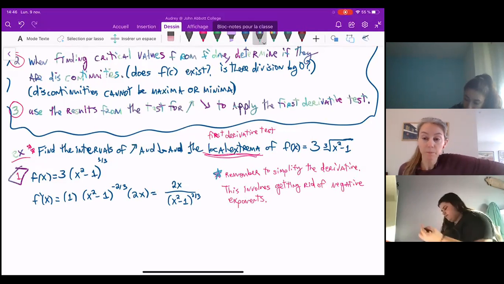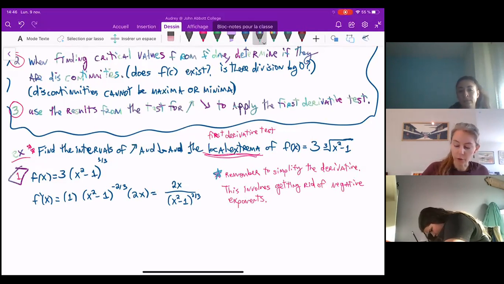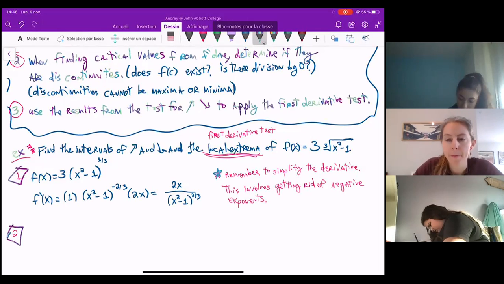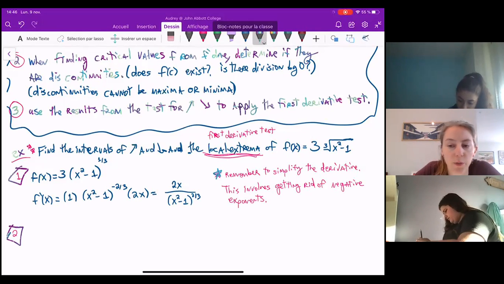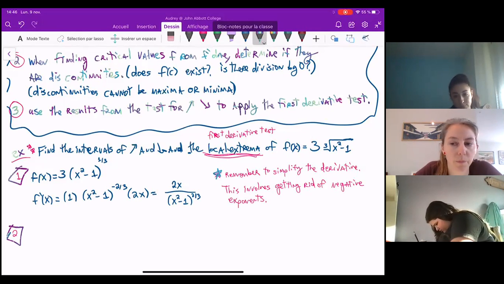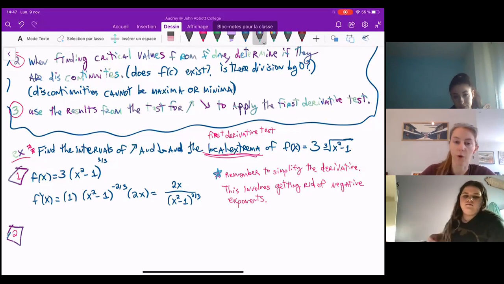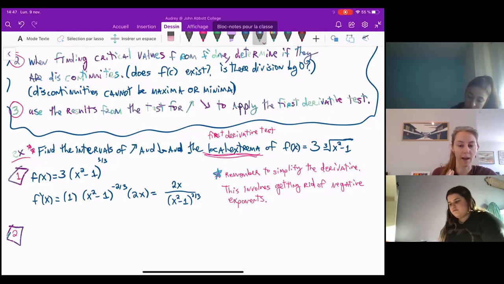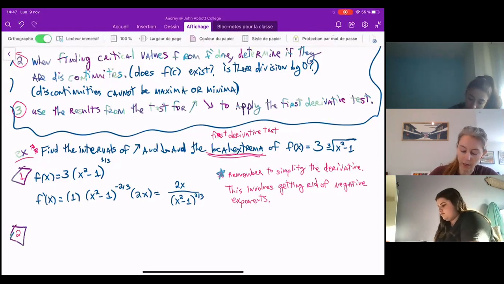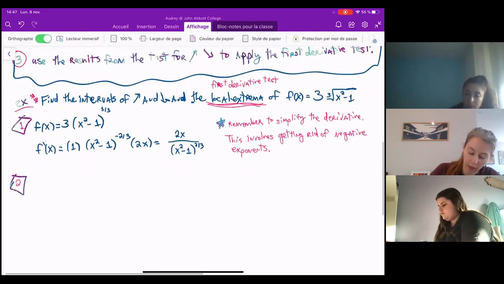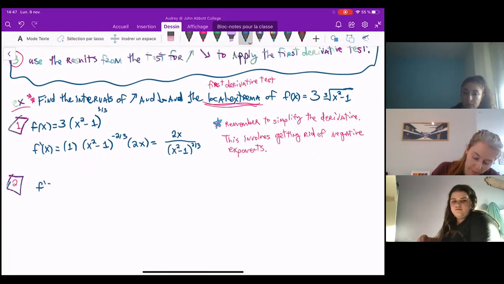Then our second step is to find our critical values. Where do critical values occur? You guys remember? What do I do to find my critical values? f prime equals 0, and you got it, Gwen. Good job, Yasmina, good job, Gwen. f prime equals 0 and f prime does not exist.